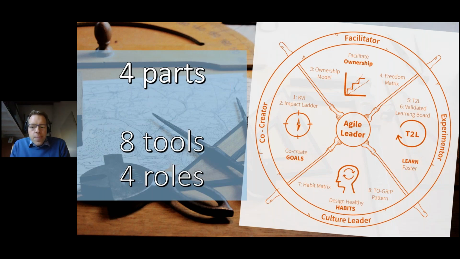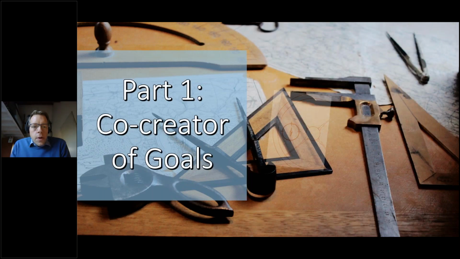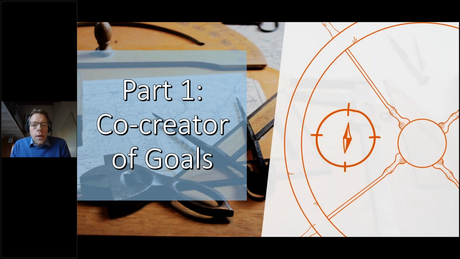Let's get started. So the first part: your role as a leader is to be the co-creator of goals. Together with other leaders, product owners, and product managers, make sure that it is clear for the teams what the objective is. So how do you do that? Let's have a closer look.